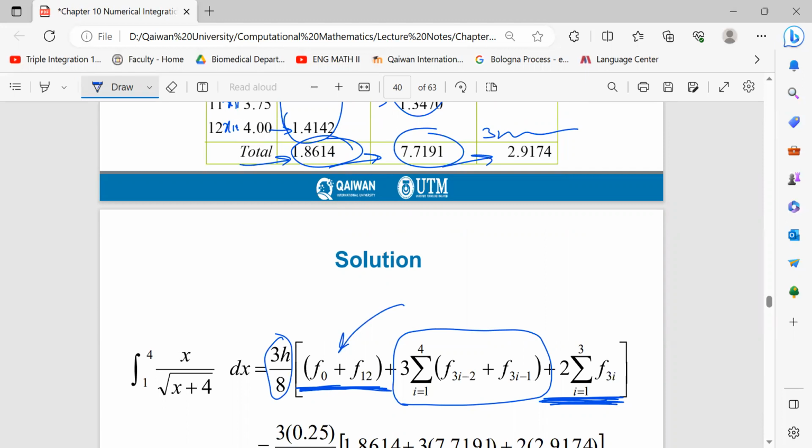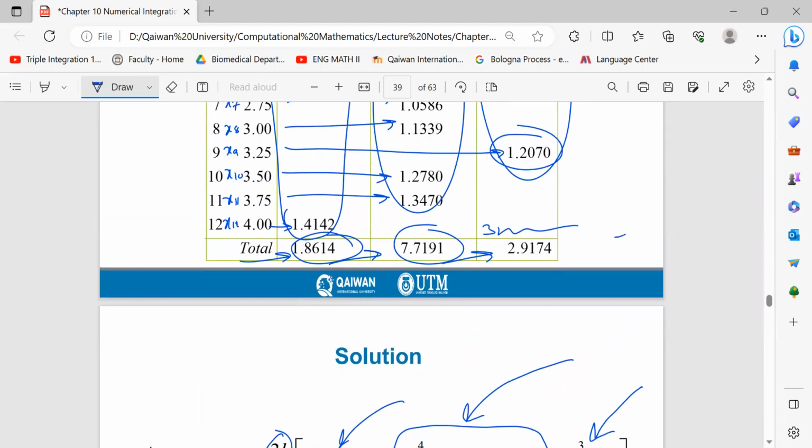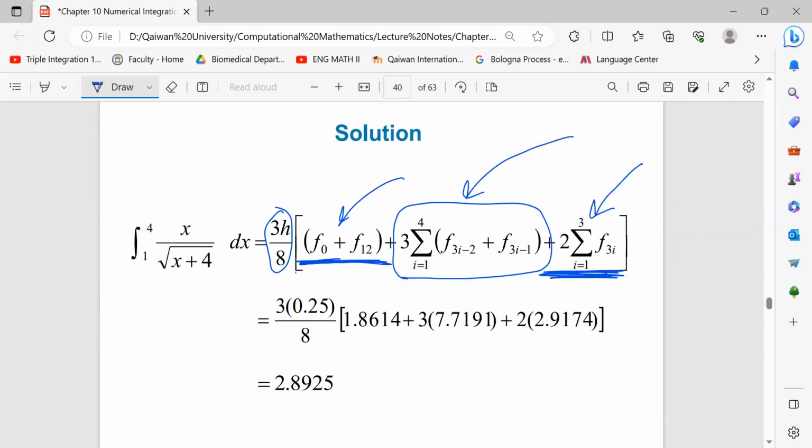3 times these and 2 times 3 multipliers. Okay, this is 3 multipliers. We multiply these by 2, and this by 3, and this by nothing, and we find the sum of them multiplied by 3h over 8.